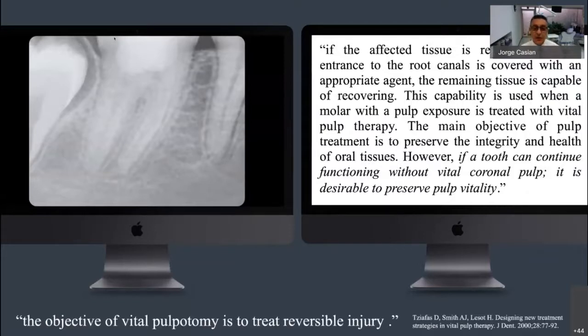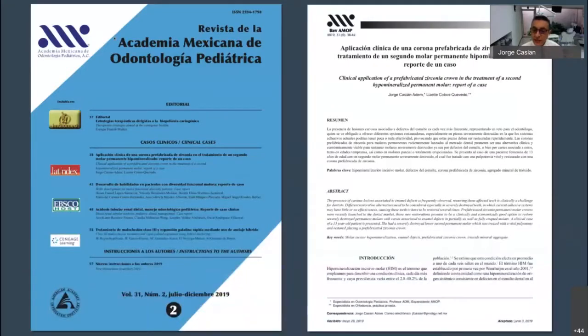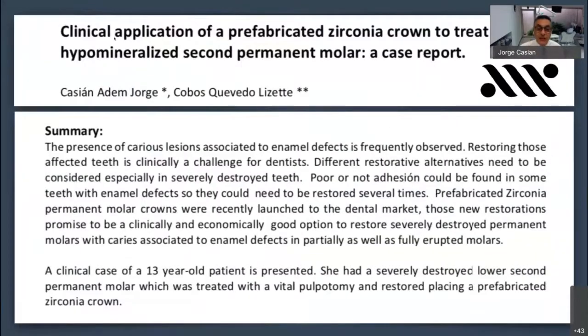I really love this clinical case because it shows an interesting way to restore a severely destroyed, hypomineralized second permanent molar, preserving radicular pulpal vitality. This clinical case was published in the Journal of the Mexican Academy of Pediatric Dentistry in 2019. And to my knowledge, this is the first reported case of the clinical application of a pre-made zirconia crown for a permanent molar in the world.